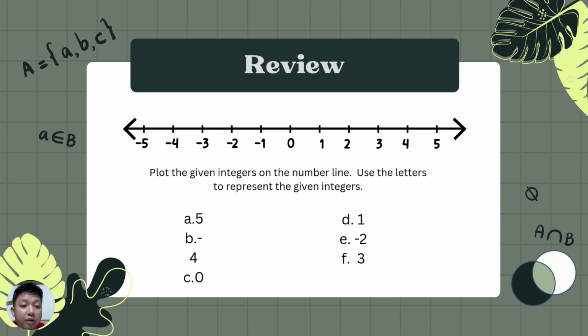So let's have a short review on how we are going to use a number line and how we are going to plot the given integers on the said figure. We just need to look for the numbers indicated and represented by the letters. For example, for letter A, we have 5, so we need to look at number 5 and write A there. That will be the instruction: to plot the given integers on the number line and use the letters to represent the given integers.